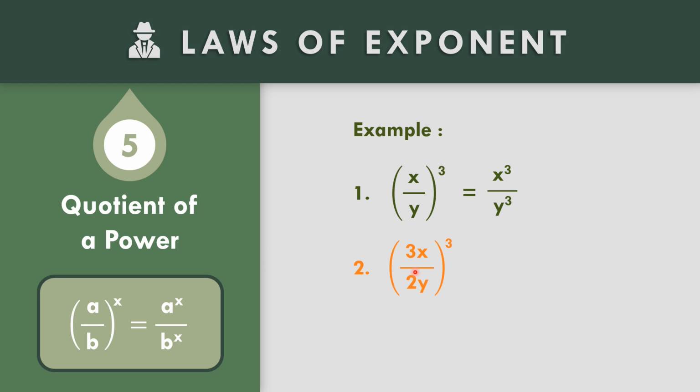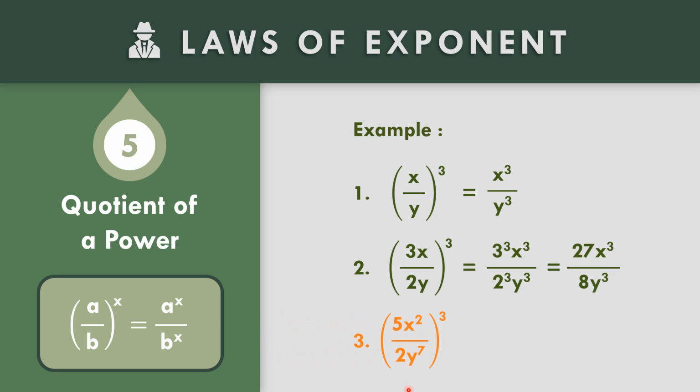How about number 2? In number 2, first we need to solve the numerator. So that becomes 3 raised to 1 times 3, that is 3 cubed, and then x, 1 times 3, that is x cubed, while the denominator 2, 1 times 3, that is 2 cubed, y, 1 times 3, that is y cubed. And we need to distribute the 3. So 3 times 3, 9, times 3, that is 27, copy x cubed, while here, 2 times 2, 4, times 2, that is 8, copy y cubed. So the final answer is 27x cubed over 8y cubed.